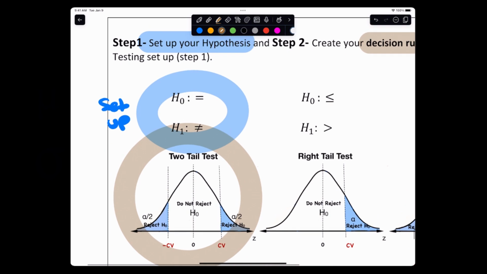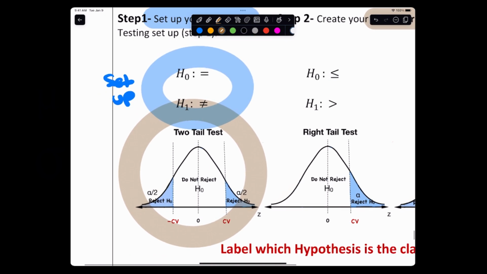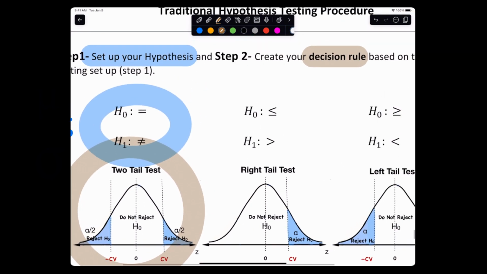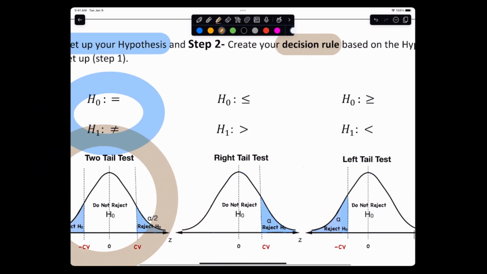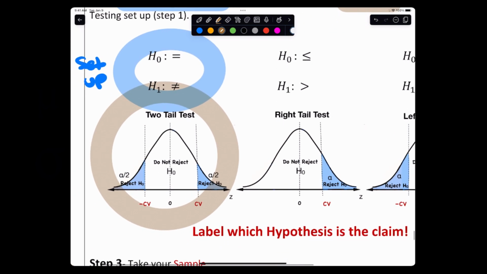So this is going to be where most of the work is. Step 2, set up your hypothesis, create your decision rule. This is a two-tailed test. You might ask, how do I know it's a two-tailed test? Well, you look at the alternate hypothesis. If it's not equal, you have a two-tailed test. So I'm just going to give you this outline.